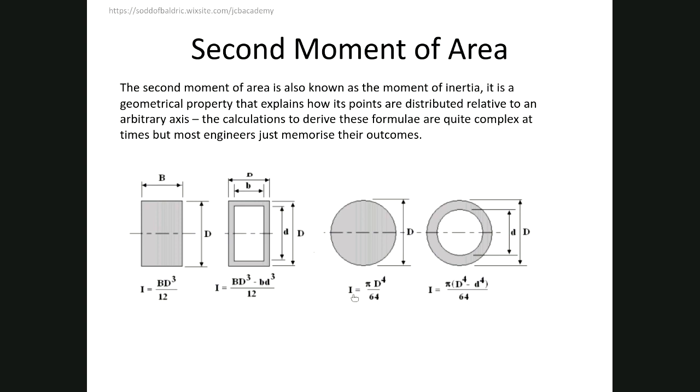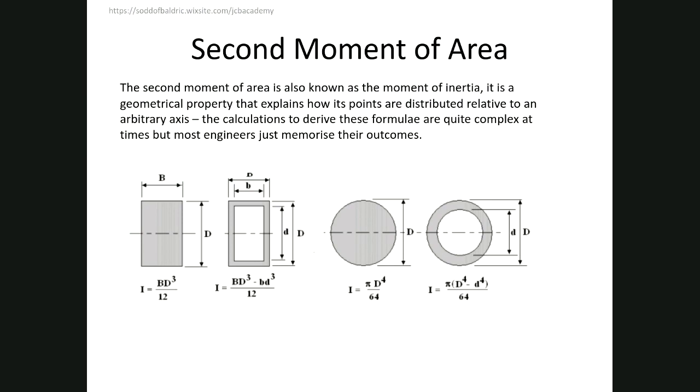I is the symbol for the second moment of area, and for these calculations we're going to focus on this beam here, and then on the shafts exercise we'll be looking at these two functions here. But primarily we just need to remember I is equal to b d cubed over 12, where b is the breadth or width of the beam and d is the depth of the beam, or height, you might see sometimes.